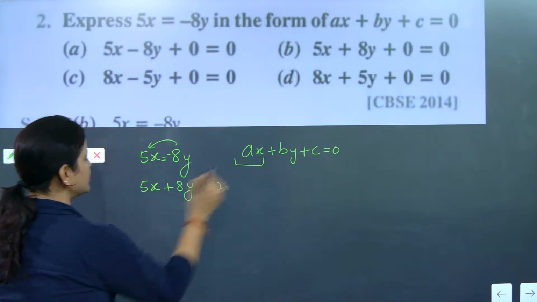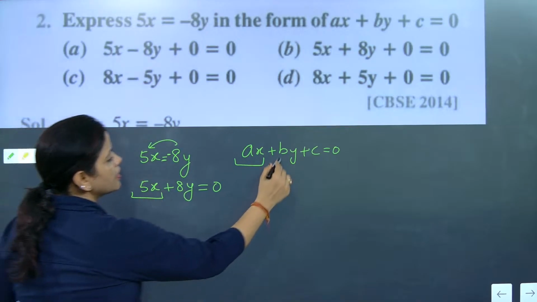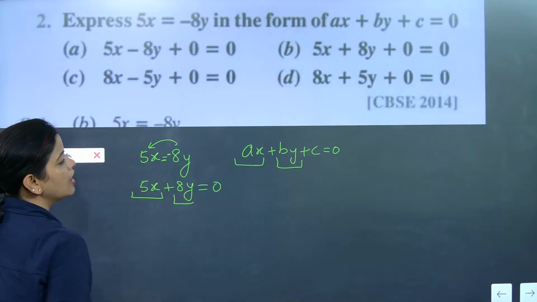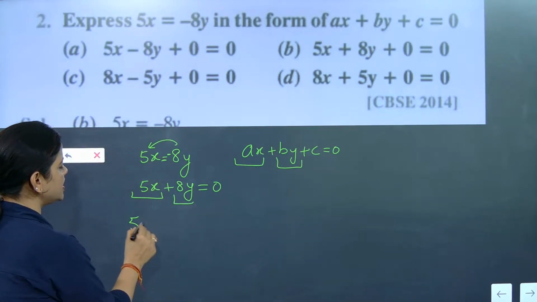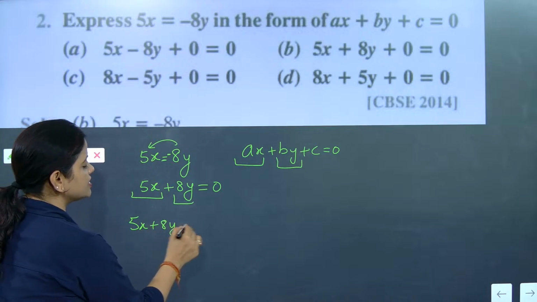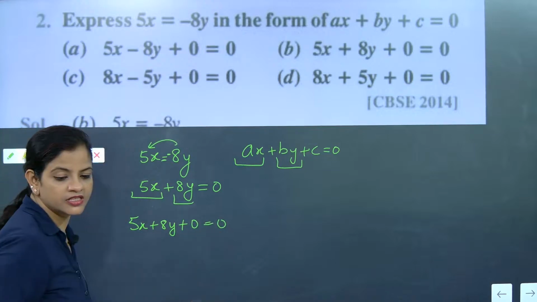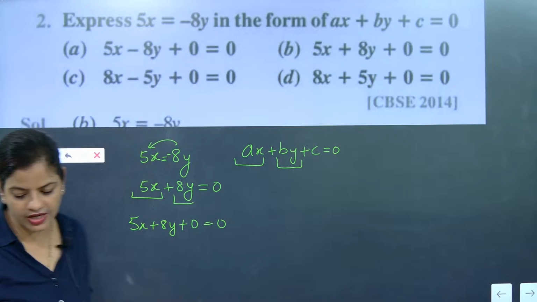So ax is written as 5x. by is written as 8y, but c is not there. So what is our c? Our c is 0. Absolutely correct. Our c is 0.